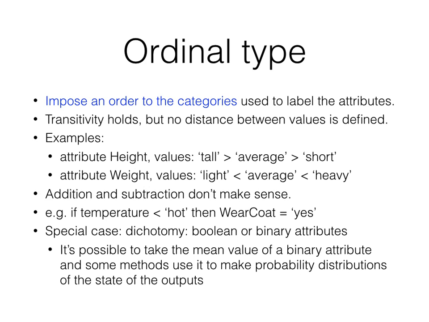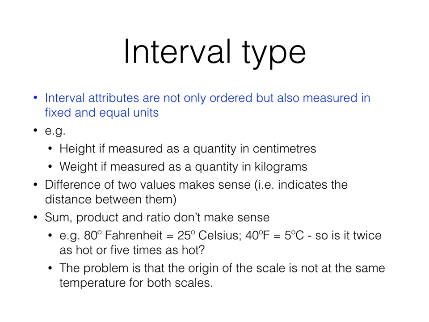There's a special case with binary attributes. Sometimes, even though I guess they're ordinal, we can still take the mean of them or make probability distributions. So that's ordinal, we can just order them.